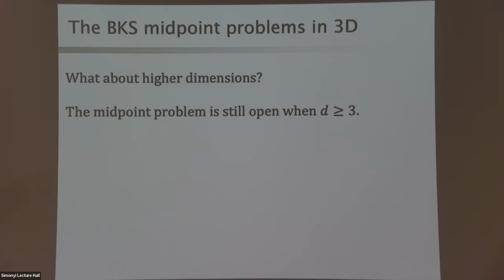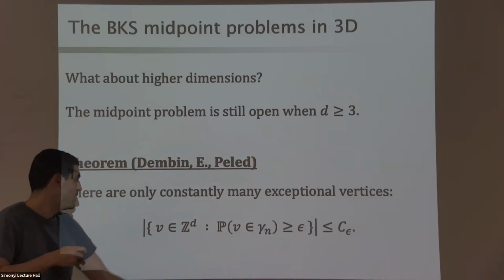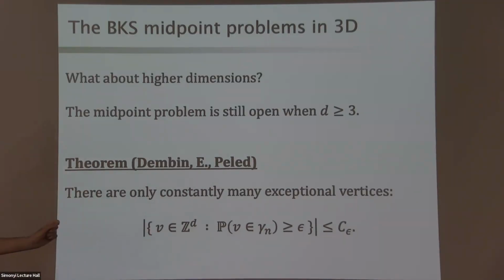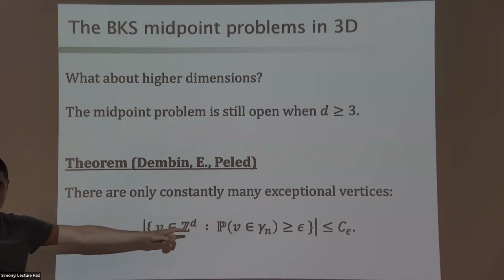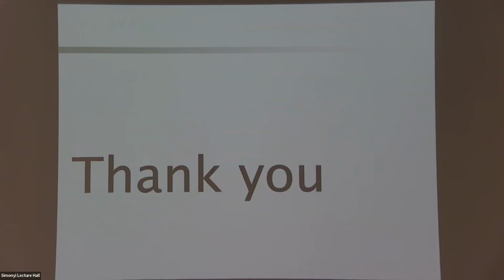Something that we could show is that you only have constantly many exceptional vertices. So basically you fix some epsilon, and then no matter how long the geodesic is, you look at the set of vertices for which you have a probability epsilon to go through, then this will be at most 100, or some constant, no matter how long the geodesic will be. Yeah, so I guess I'll finish.